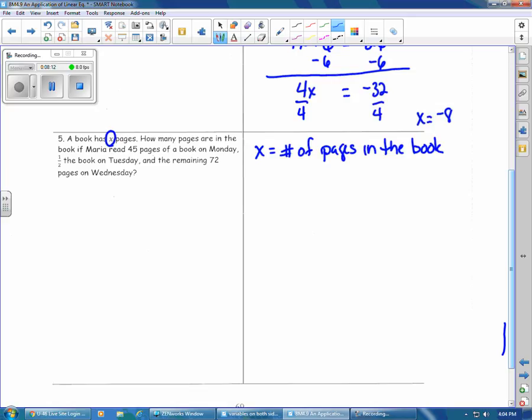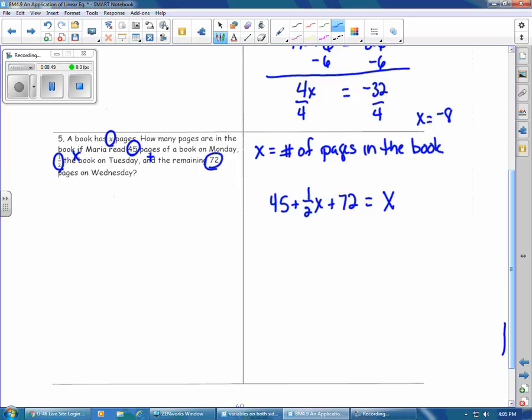And Maria is reading, and she reads 45 pages on one day. And then the next day she reads half the book. If the book has a total of X pages, half the book is going to be 1/2 X, or it could be X divided by 2. And the remaining 72 pages on the next day. And we want to know how many pages there are total.